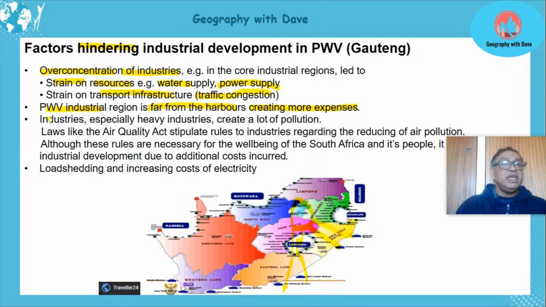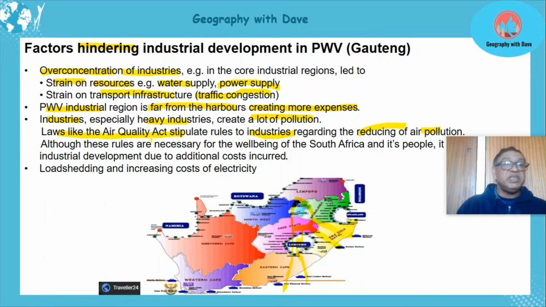Also, industries, especially heavy industries, create a lot of pollution. On its own, pollution is a problem. Of course, governments want to bring in laws like the Air Quality Act, which sets rules for industries regarding the reduction of air pollution.